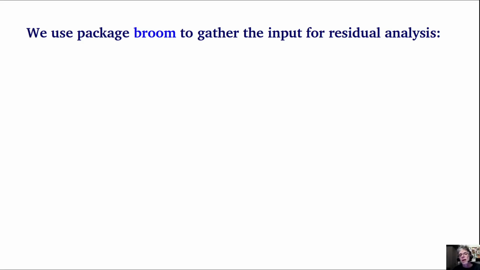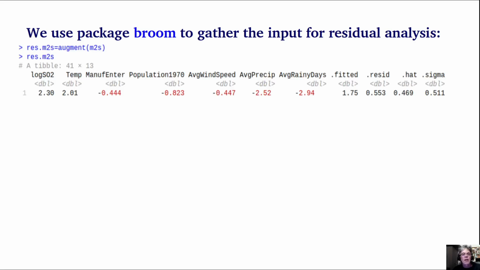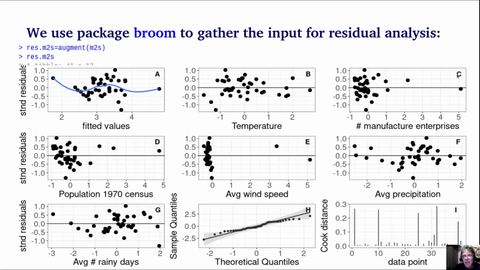So we use, again, the package Bloom to gather the input for the residual analysis. Again, showing here only the first line. There are as many lines as cities we have in our data frame. So we have the response variables, all the explanatory variables, and the rest of the input needed in order to make the residual analysis.